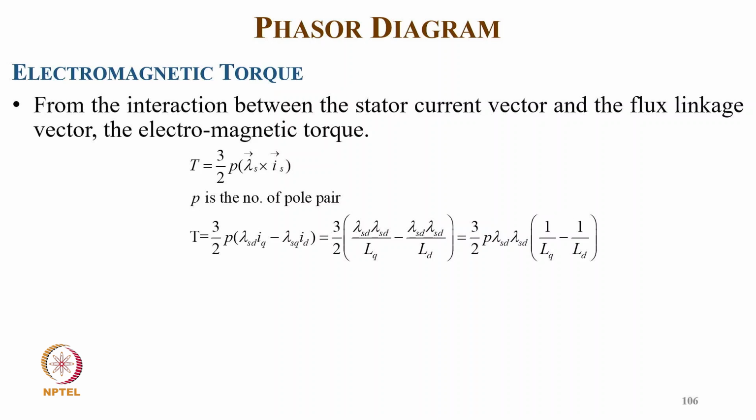Now coming to electromagnetic torque, from the interaction between the stator current vector and the flux linkage vector, the magnetic torque is T equal to 3 by 2 P lambda s cross Is, where P is the number of pole pairs. That is T equal to 3 by 2 P in brackets lambda sd Iq minus lambda sq Id, equal to 3 by 2 P in brackets lambda sd lambda sq upon Lq minus lambda sq lambda sd upon Ld, equal to 3 by 2 P lambda sd lambda sd in brackets 1 upon Lq minus 1 upon Ld.